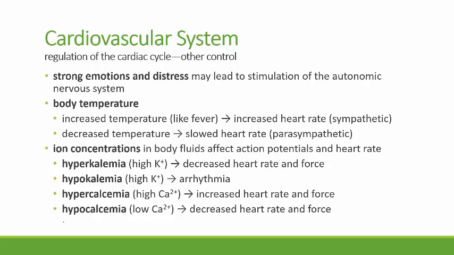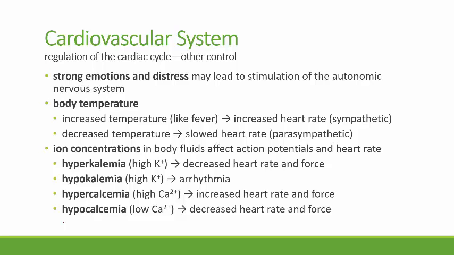Body temperature: when a person is spiking a fever, that can result in increased heart rate. We see sympathetic stimulation increasing heart rate. Whereas if a person is hypothermic, then we'll see slowed heart rate, so an increase in parasympathetic stimulation.